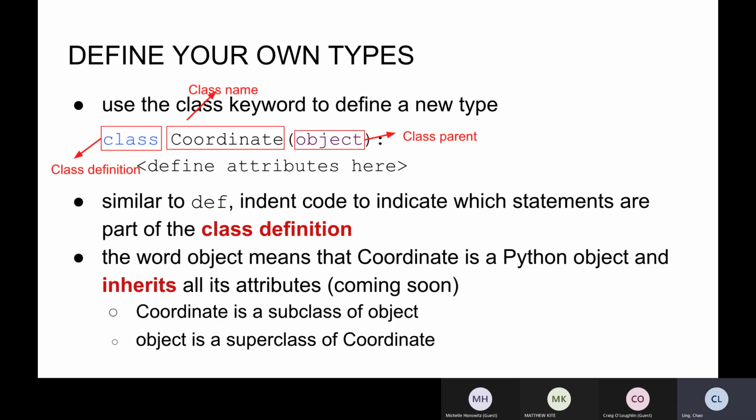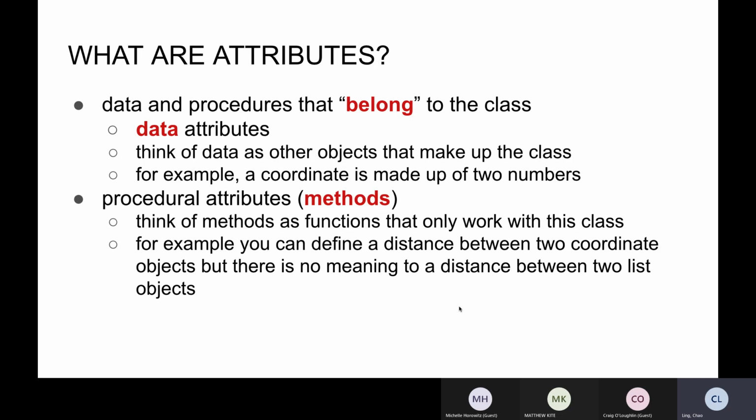All right. So basically, object means it's a Python object and inherits all the attributes, which we'll talk about later. So there's some terminology. Coordinate is a subclass of object, or a child of object, and object is the superclass or parent of the Coordinate class. Okay, so that's some nomenclature. What are attributes? Data and procedures that belong to the class are called attributes.